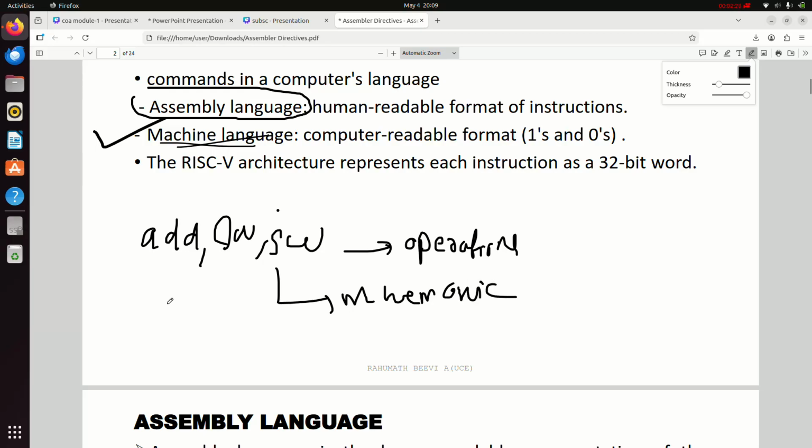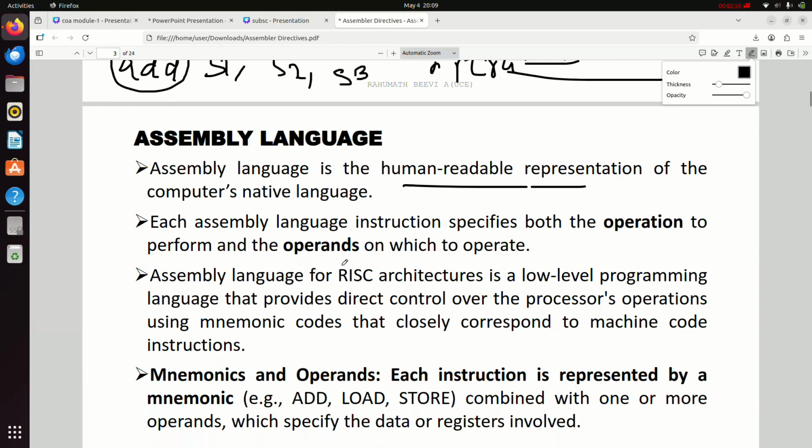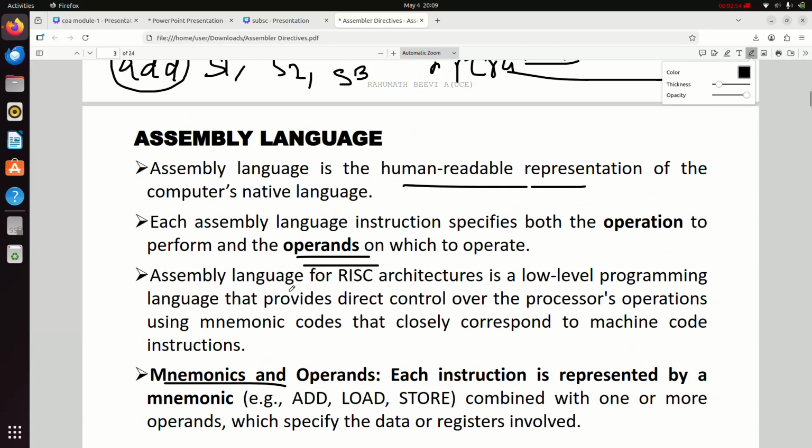Now, operands are what? Like if I'm writing add S1, S2 comma S3, add would be what? The mnemonic, the operation we are doing, and S1 S2 S3 are what? The operands. Okay, so now I hope you have understood what we mean by operands and what we mean by mnemonic. Mnemonic is the operation.